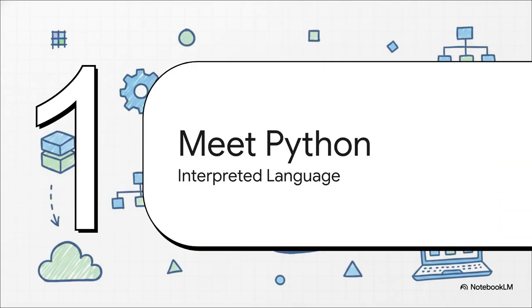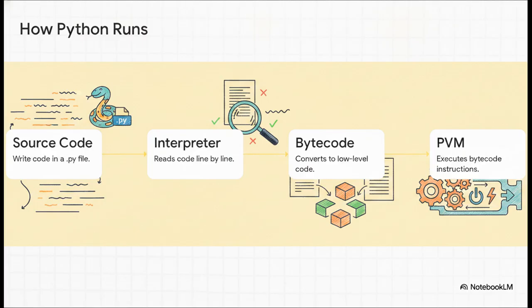Section 1. Meet Python. Okay, let's dive into this. Unlike some languages that compile everything all at once, Python takes a step-by-step approach because it's an interpreted language. When you write a .py file, well, that's your source code. The Python interpreter reads this line by line, hunting for errors. But it doesn't just run it directly right then and there. First, it converts your code into this low-level format called bytecode. Finally, that bytecode is sent over to the Python virtual machine, or PVM, which acts as the actual engine executing those instructions one by one.